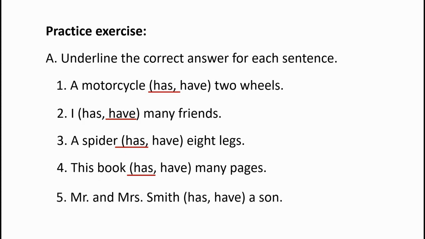Question number 5. Answer? Mr. and Mrs. Smith have a son. So we use have because our subject here is plural, which are Mr. and Mrs. Smith. Mr. and Mrs. Smith have a son.